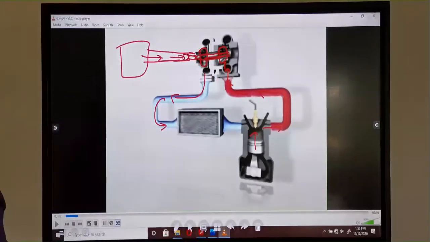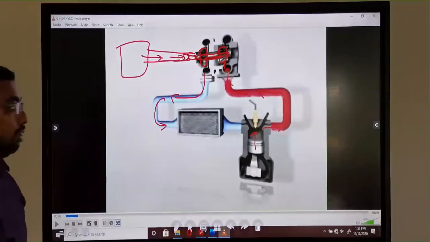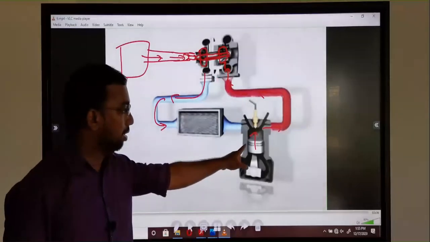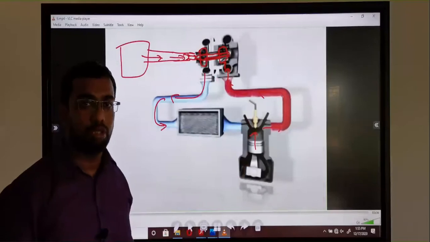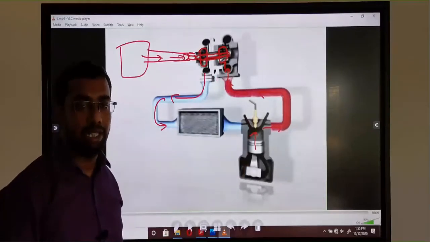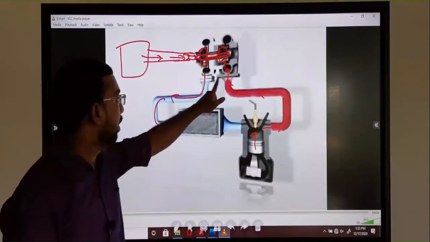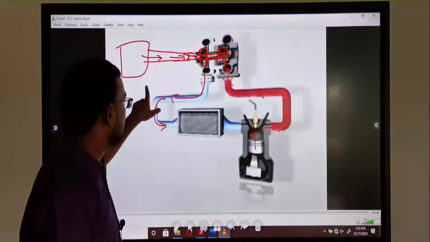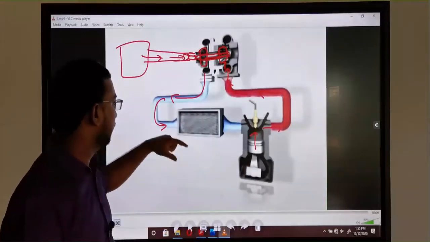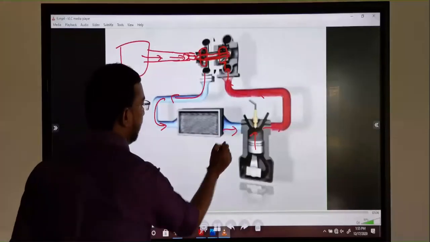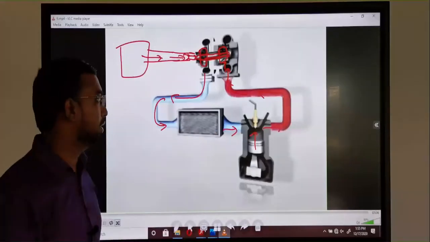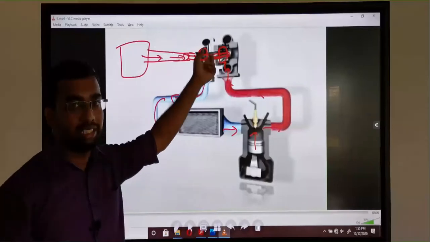this engine. Okay, so when we take this cylinder after the exhaust stroke, there is a next cycle. So the first step is intake. After this exhaust process, we have to supply the air for the intake process. So that is achieved by the same wheel.